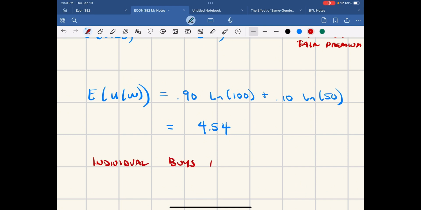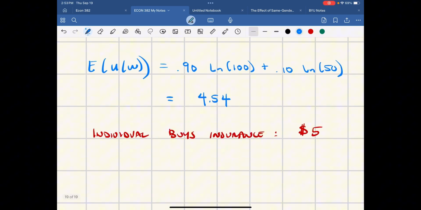Now let's suppose instead of taking on that risk, the individual buys insurance at the actuarial fair price, which we showed was the value of the expected loss, which is $5. Let's now calculate the utility in that case. Well, in that case, whether there's an accident or not, the wealth is going to be $95. So one way to write this is we could write it this way.